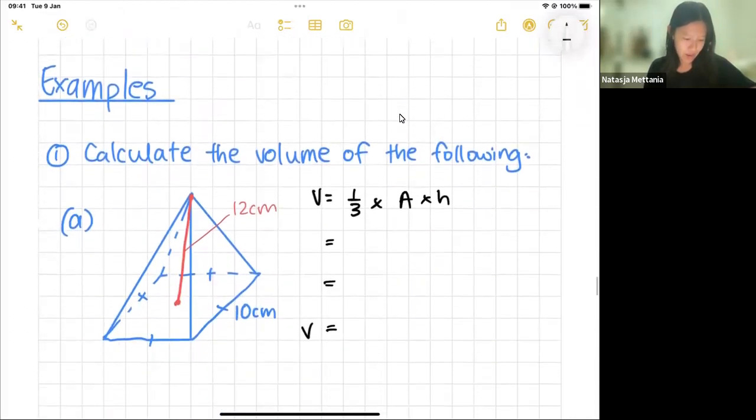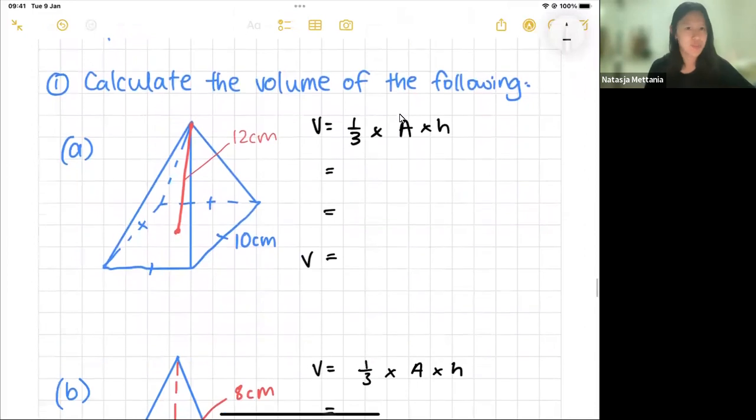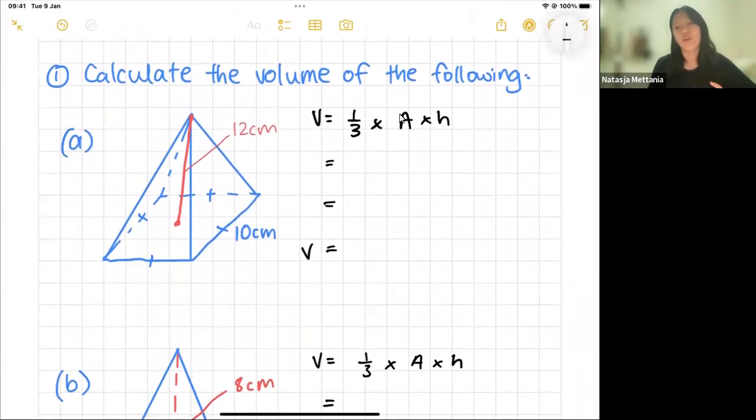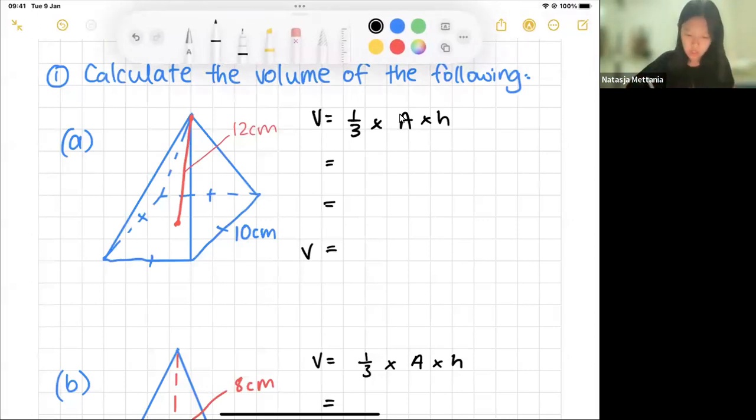So let's do our first example, which is this one right here. Calculate the volume of the following. Now, the first question is a pyramid. We need to identify what type of pyramid it is. Is it a triangular pyramid, rectangular pyramid, square pyramid, octagonal pyramid, hexagonal pyramid? Don't know, right? We need to look at the diagram. The diagram here has one little clue that tells us what type of pyramid this is, which is what I would like to call the Hungry Jack chip.